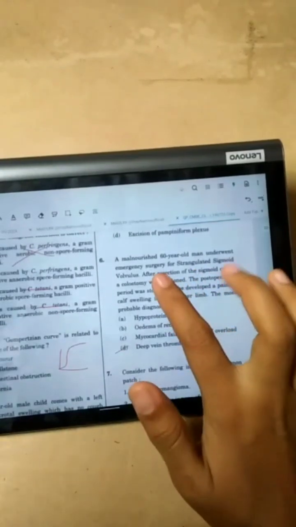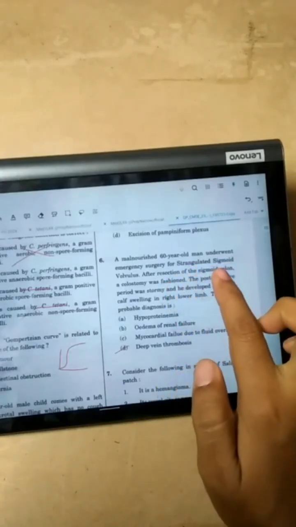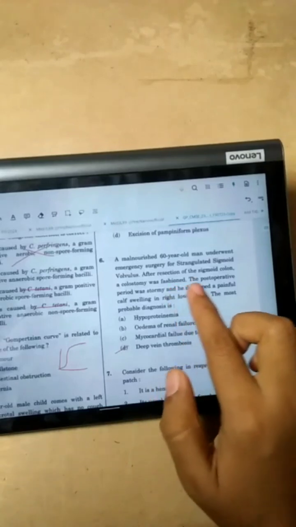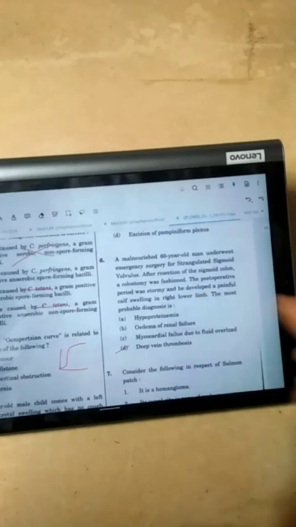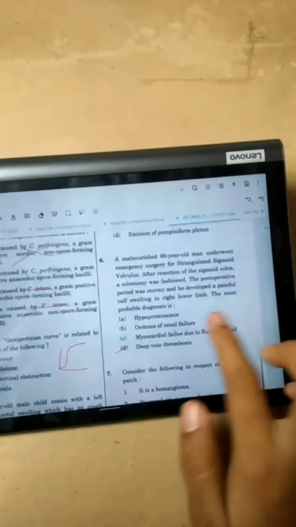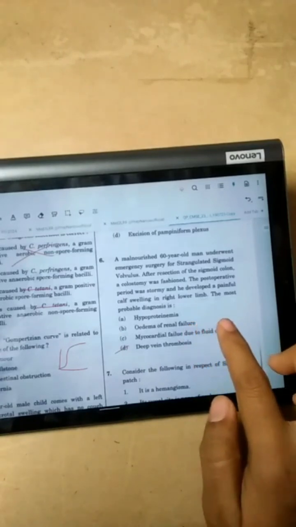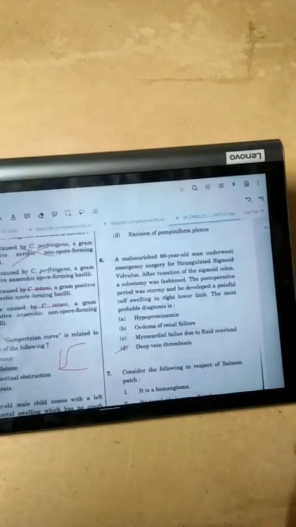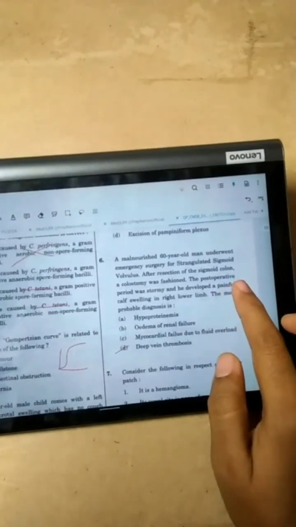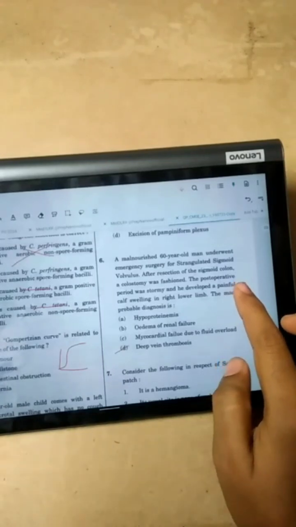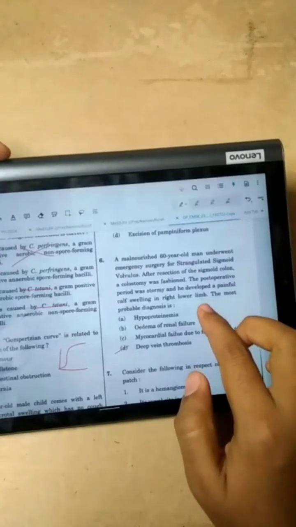Next, a malnourished 60-year-old male underwent emergency surgery for strangulated sigmoid volvulus. After resection of the sigmoid colon, a colostomy was fashioned. Post-operative period was uneventful and he developed painful calf swelling in the right lower limb. Most probable diagnosis: after surgery there is no movement, an immobilized patient. So pain in the calf represents DVT. It is DVT.